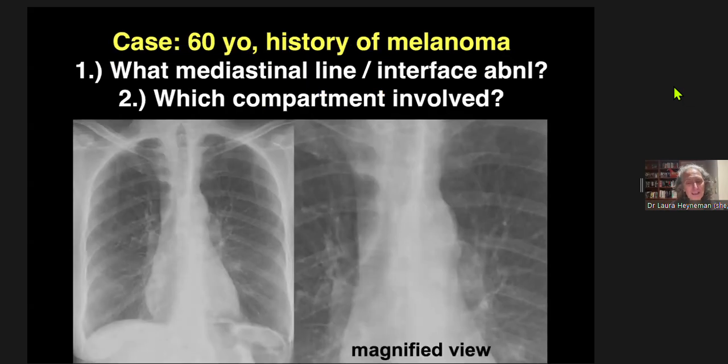I'm going to do one other case and then I'll stop for questions. So here's another person with a history of melanoma. And the question is, what mediastinal line and interface is abnormal here? And what mediastinal compartment does that place the abnormality?